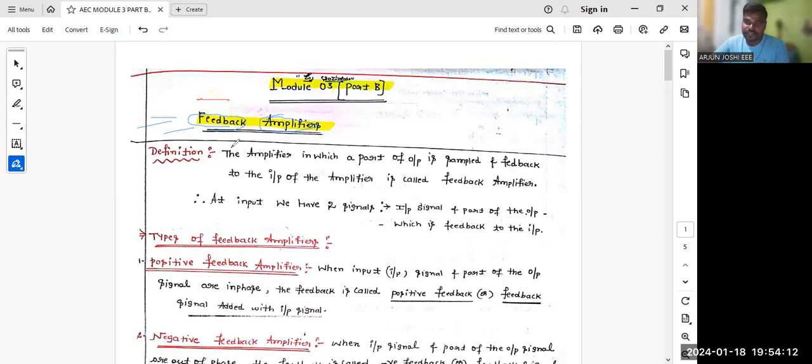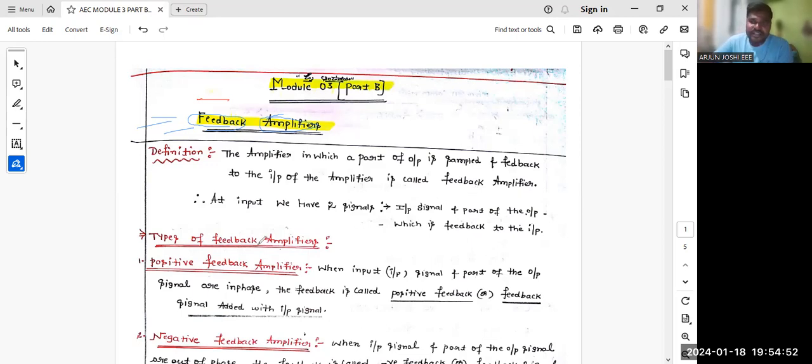Now let's check the textbook definition. What do you mean by a feedback amplifier? The amplifier in which a part of the output is sampled first and fed back to the input of the amplifier is called a feedback amplifier. Whatever output comes from the amplifier, I am going to sample and feed back to the input of the same amplifier. I am going to show the block diagram of how we can sample and feed back to the normal amplifier.